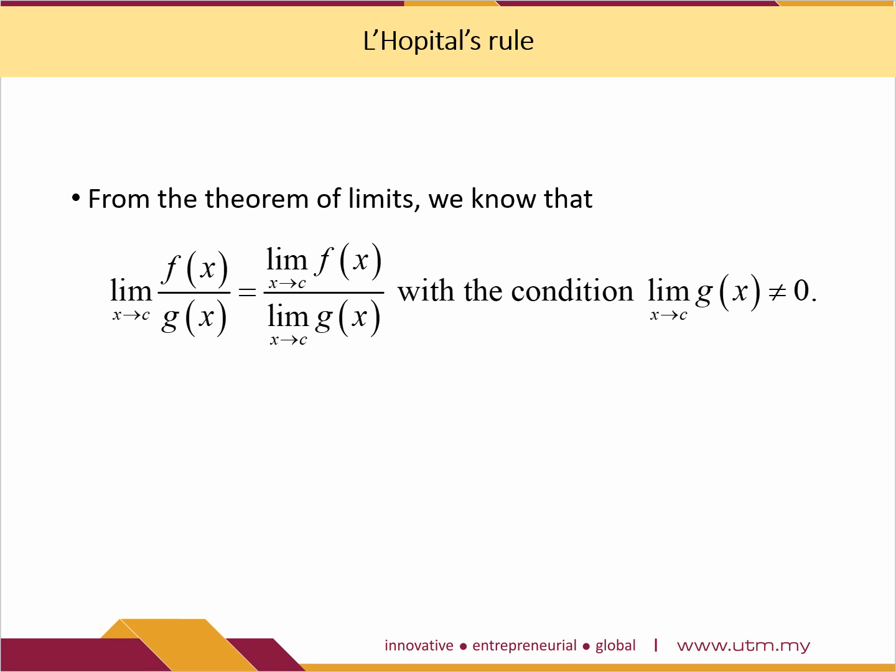So that is the example if it involves a polynomial function. Given that we have this fraction, and we want to know the limit of f of x over g of x, from the theorem of limits we know that the limit of f of x over g of x is equivalent to the limit of f of x as x approaches c over the limit of g of x as x approaches c, where the condition is that the limit of g of x as x approaches c is not equal to 0.